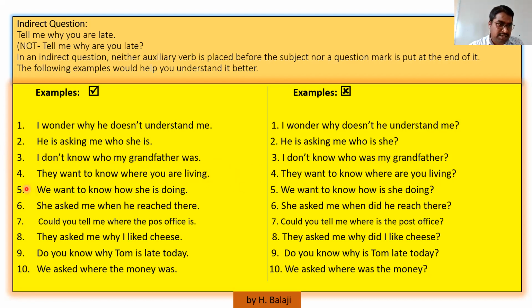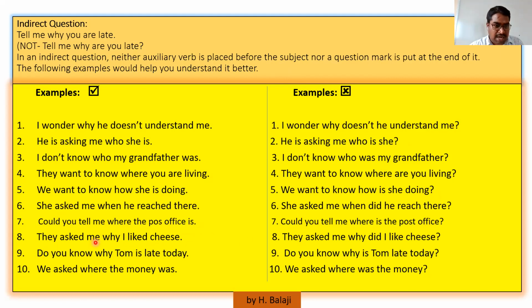Now the next example is: we want to know how she is doing. This one is correct, and we want to know how is she doing. This one is incorrect, because this doesn't go according to the grammar rule given above. Next example is, could you tell me where the post office is? Here the question mark is missed out, but you can understand with the help of context. Could you tell me where the post office is? This one is correct. And could you tell me where is the post office? This one is incorrect, because it violates the grammar rule.